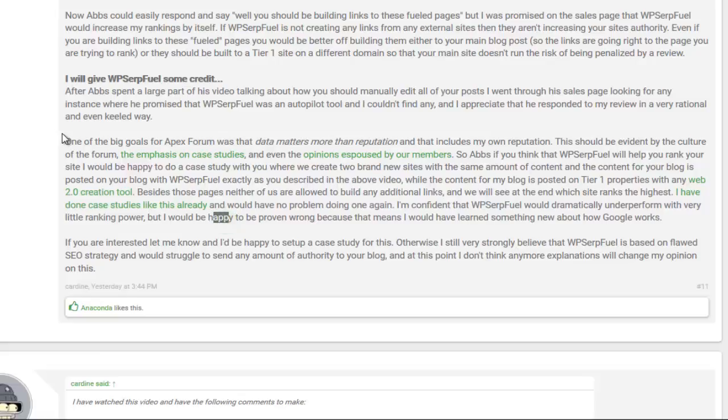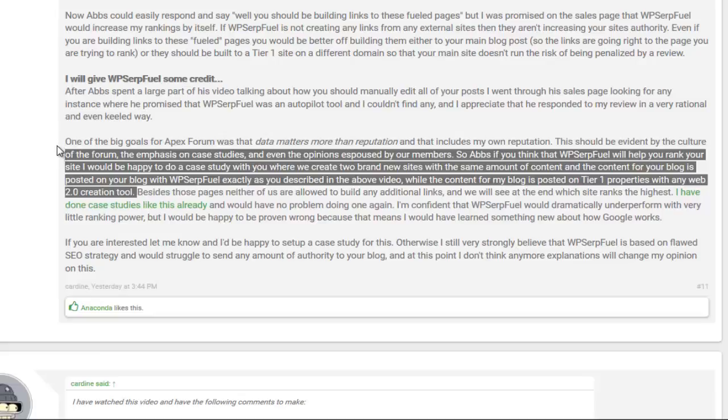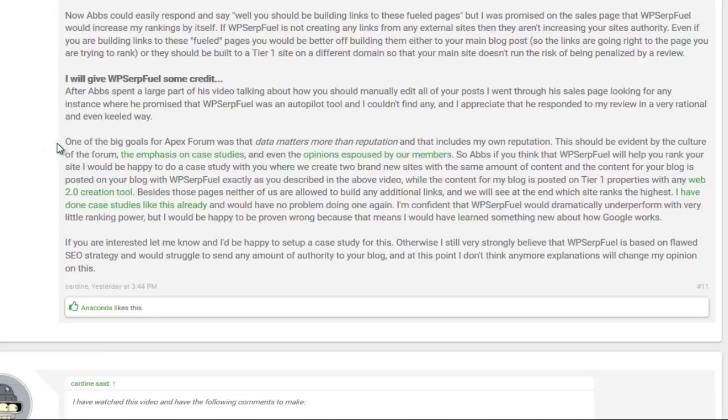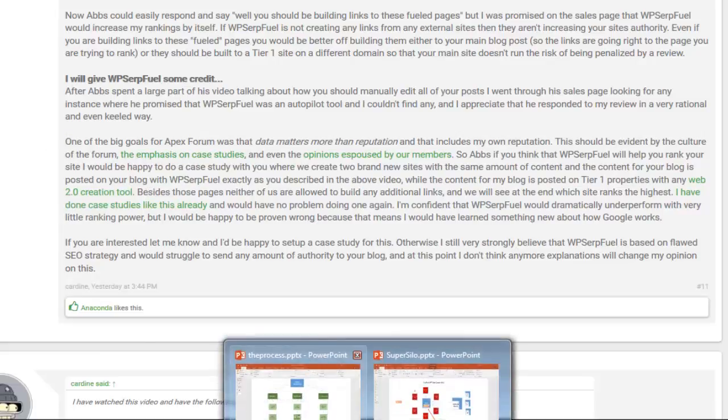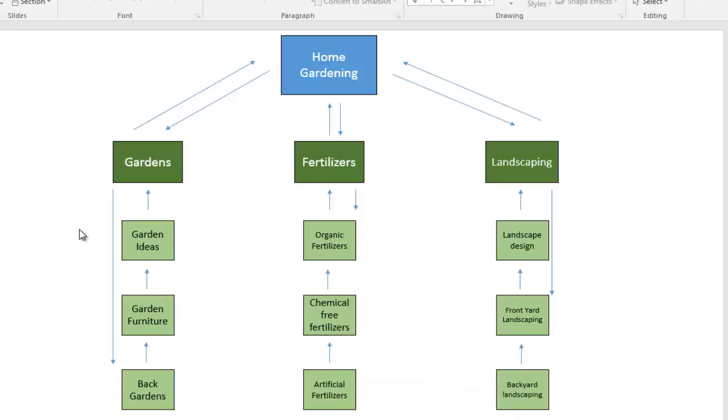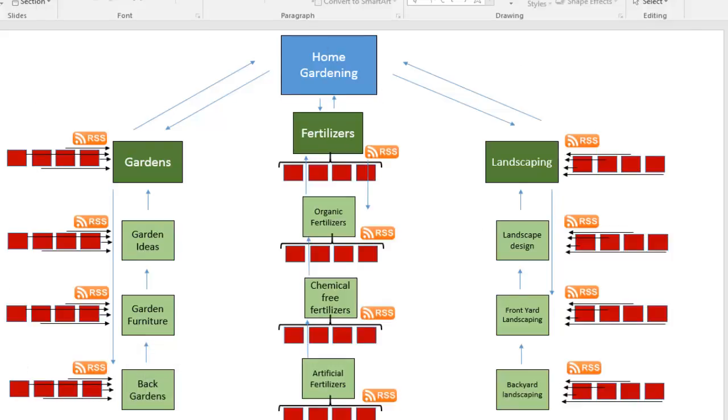But yeah, this case study just doesn't make sense to me, because one of them is based on using external links, and one of them is based on using wpserpfuel, when wpserpfuel is an addition to your main website. And external links are bringing authority from the outside. So it doesn't make sense to me. What would make sense to me would be to do a blog like this, and then to do a blog like this, and then see what the difference is. And I can assure you that wpserpfuel is going to win almost every single time.